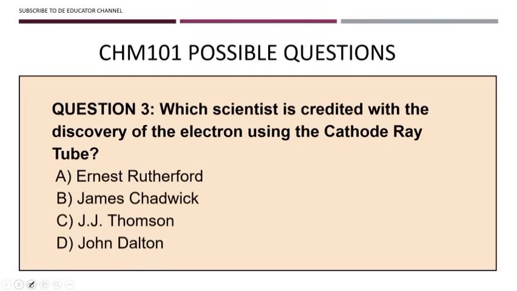All right. Next question. Which scientist is credited with the discovery of the electron using the cathode ray tube? It is J.J. Thomson. J.J. Thomson discovered the electron using the cathode ray experiment. Once you see cathode ray experiment, just know it's electron. Once you see canal rays, know it is positive particles. All right. So please take note of that.